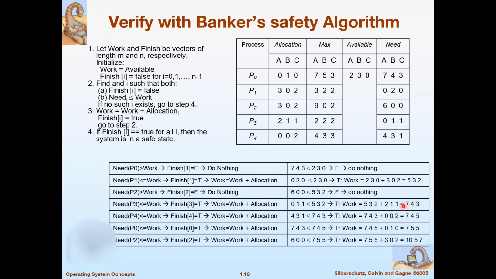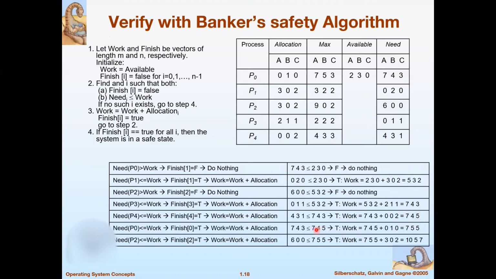The future requirement of process P4 is 431, which is less than our current available 743. So after completion of P4, the new available or work vector will become 745. So with this available 745, I again go back to process P0, where the future need of P0 is 743, which is less than the current available of 745.